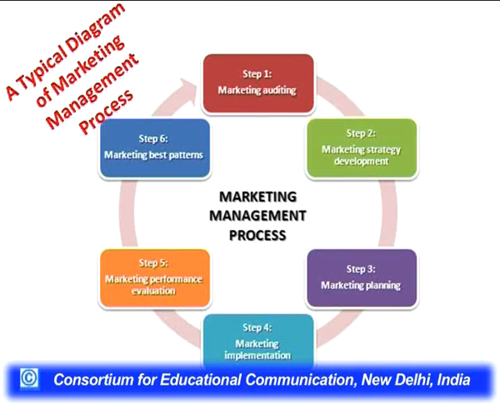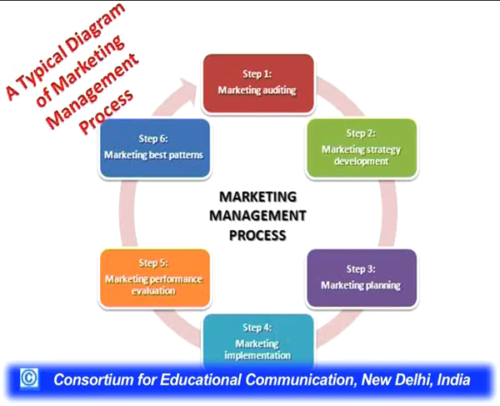This is a typical marketing management process where we have introduced more steps to elaborate the marketing process. The marketing management process starts with marketing auditing, situation analysis, marketing strategy development, marketing planning, marketing implementation, marketing performance evaluation, and marketing best practices. And this is a typical diagram of the marketing management process.